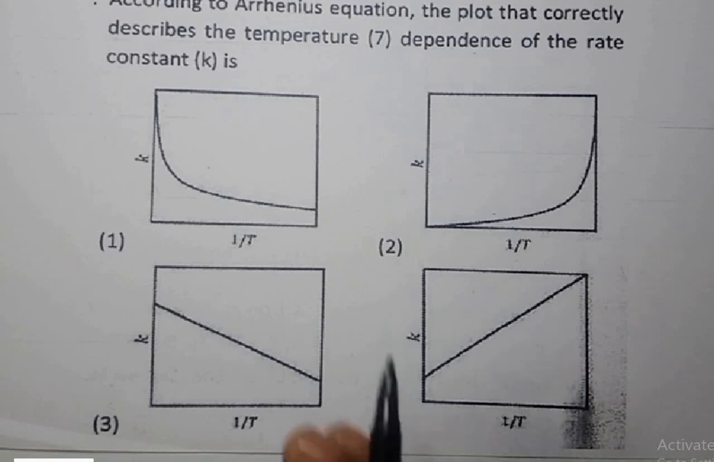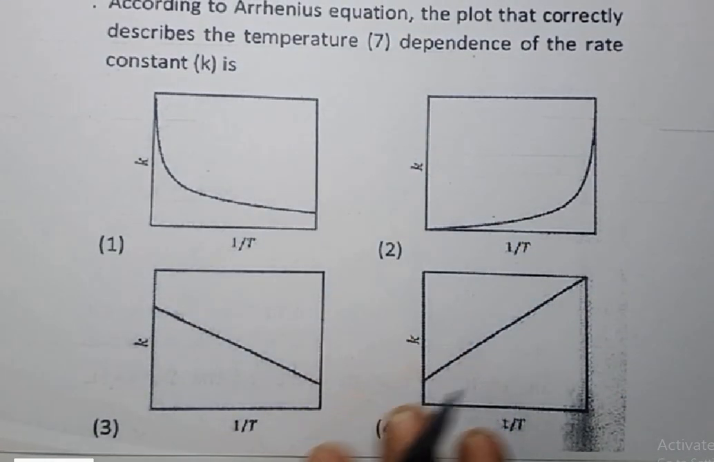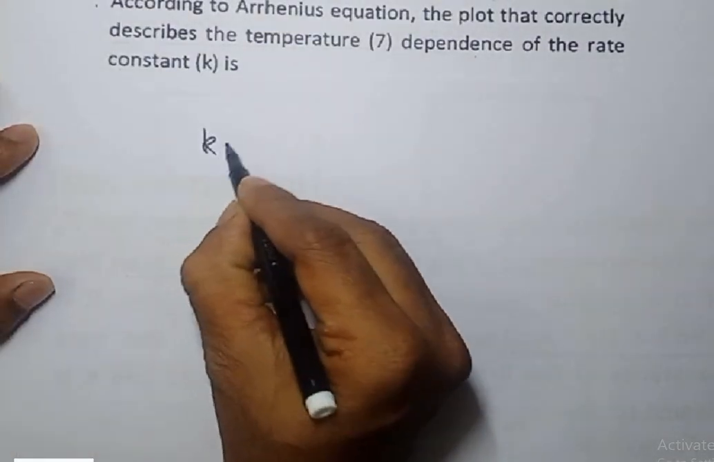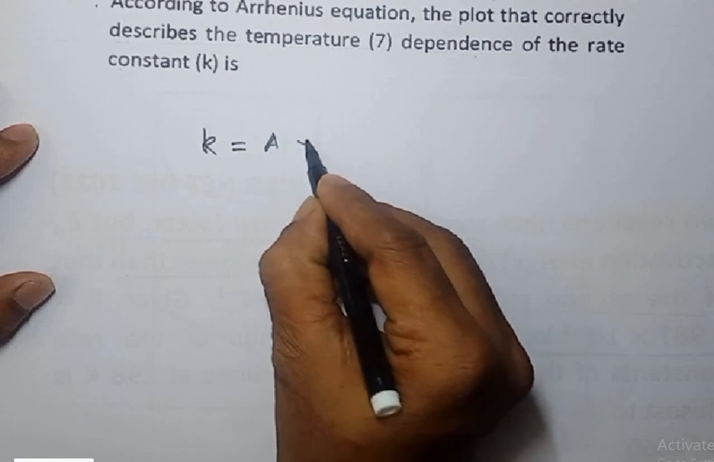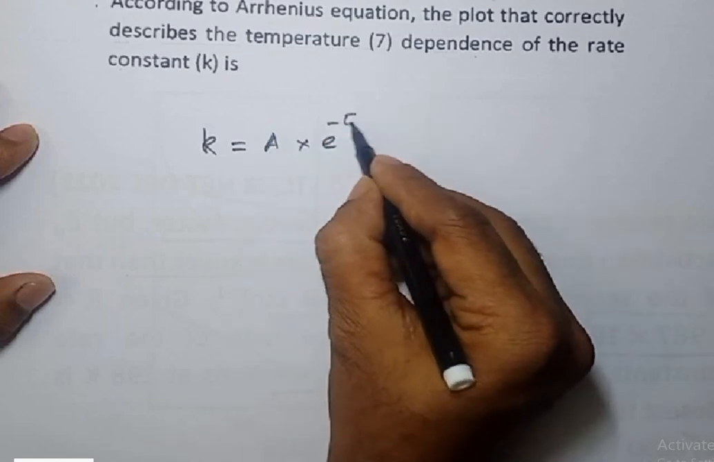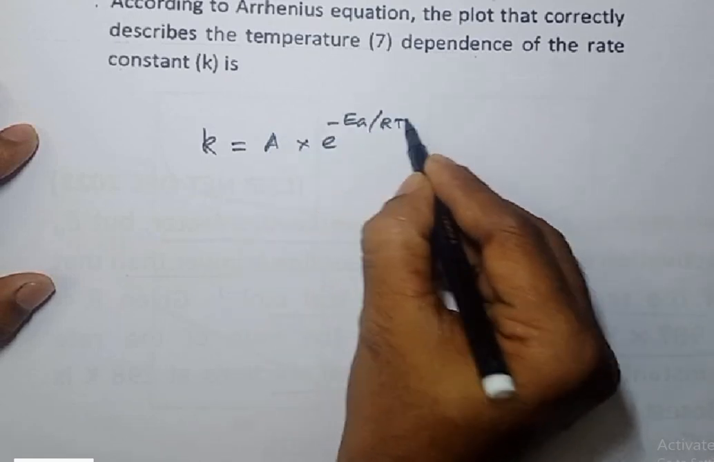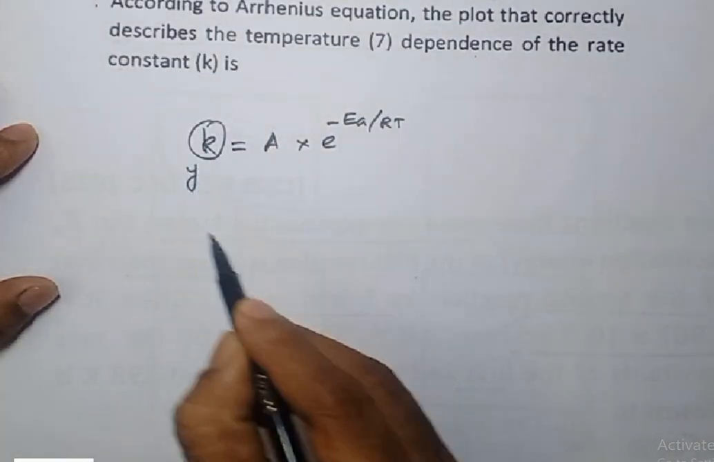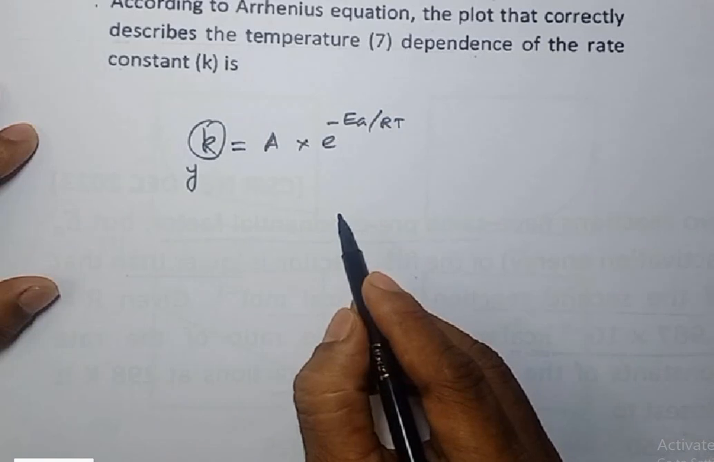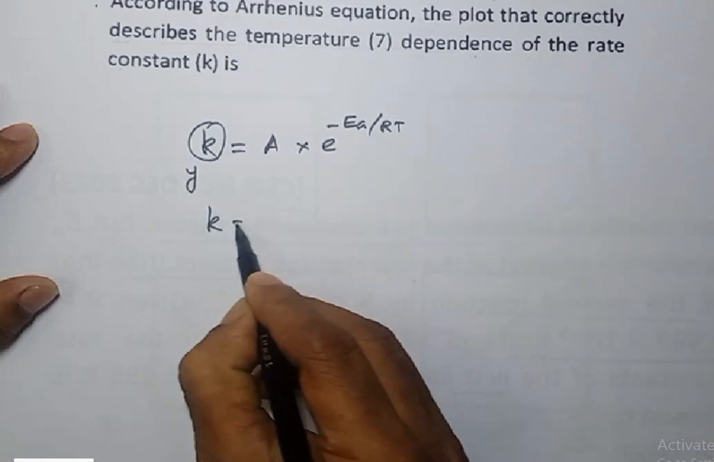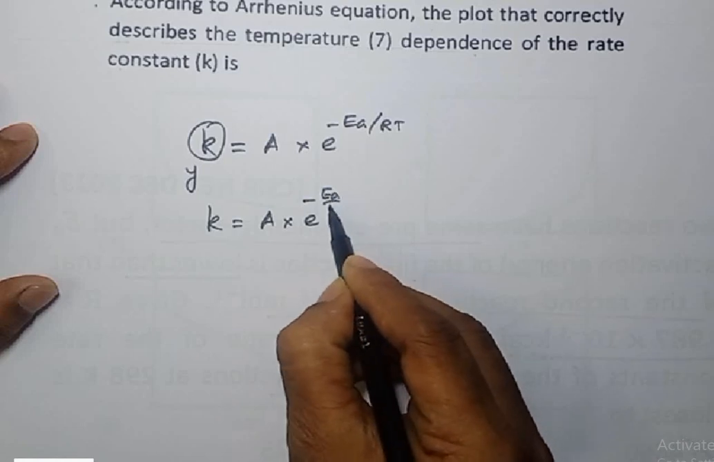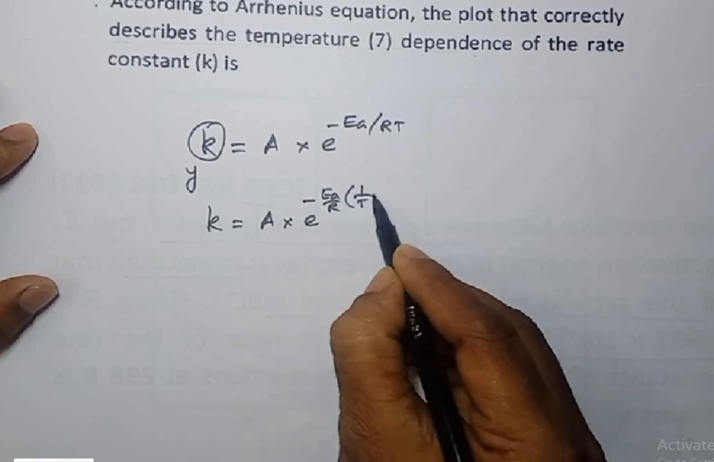Now listen, you know very well the Arrhenius equation. First write the Arrhenius equation and you will get the clarity. What is the Arrhenius equation? k is equal to A into e to the power minus Ea by RT. Now we are plotting k on the y-axis and 1 by temperature on the x-axis. Let me write this as k equal to A e power minus Ea by R into 1 by T. You can write it like this.